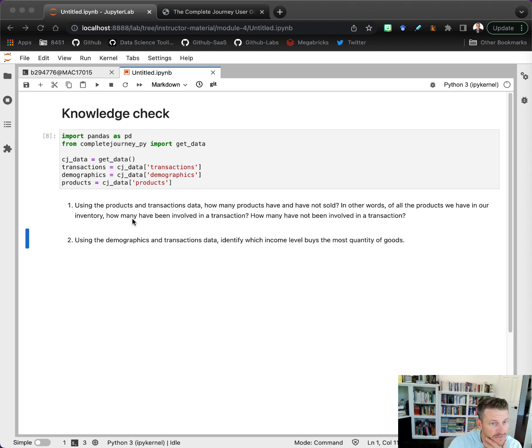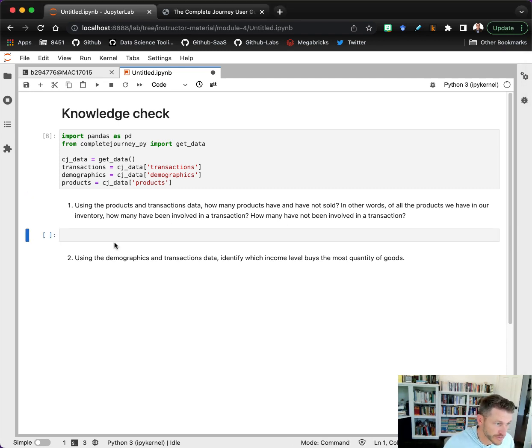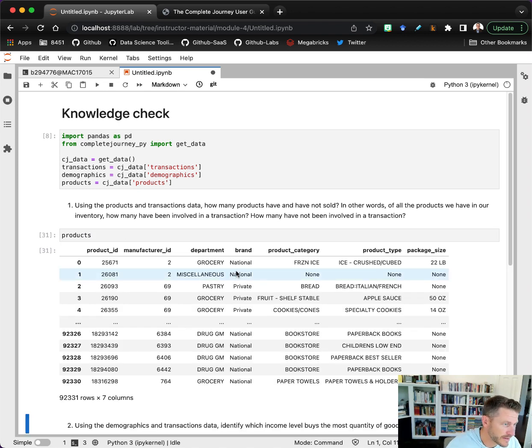In other words, of all the products we have in our inventory, how many have been involved in a transaction? How many have not been involved in a transaction? So let's go ahead and see if we can answer this one. We really care about products, this data set here, and this represents all the products that we have information on within our inventory. And so the question is, how many of these products have and have not sold?